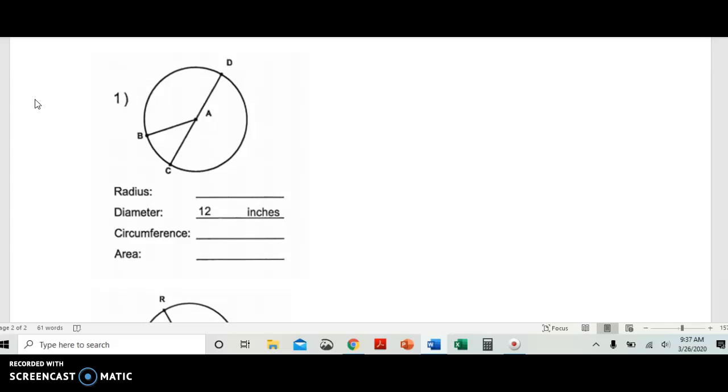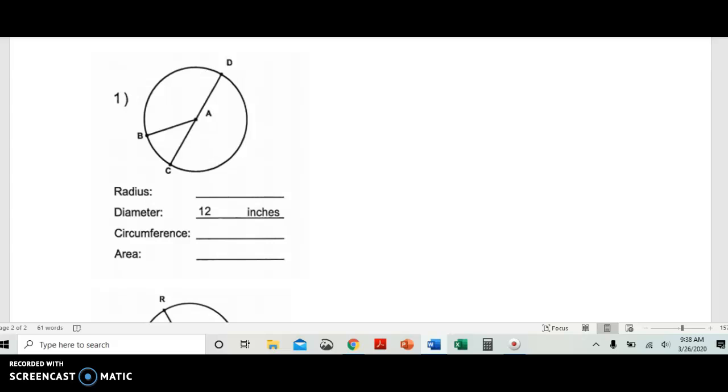So number 1 here, this is on the paper that you received in your packet, and there's also a PDF of it, I believe, on Google Classroom, and you can answer the questions in a doc and just share it with me. That is perfectly acceptable. So number 1 here, it looks like they give us our diameter. So they are telling us that our diameter is 12. Our diameter is right there, and they're saying that that is 12 inches.